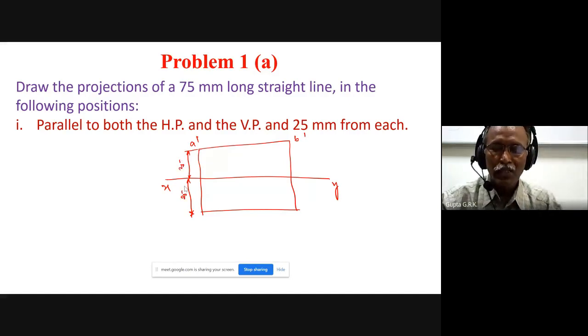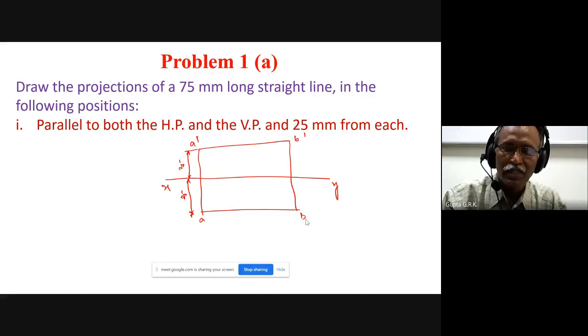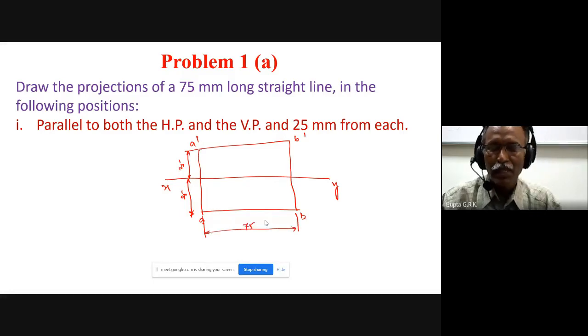And what else do I have to show? AB, 75. I can show the 75 at the top or bottom. So I can draw like this. Like that I have to draw. This is the way I have to project it. I have to show A, B, A dash, B dash, and join them, and show all the distances that are given.